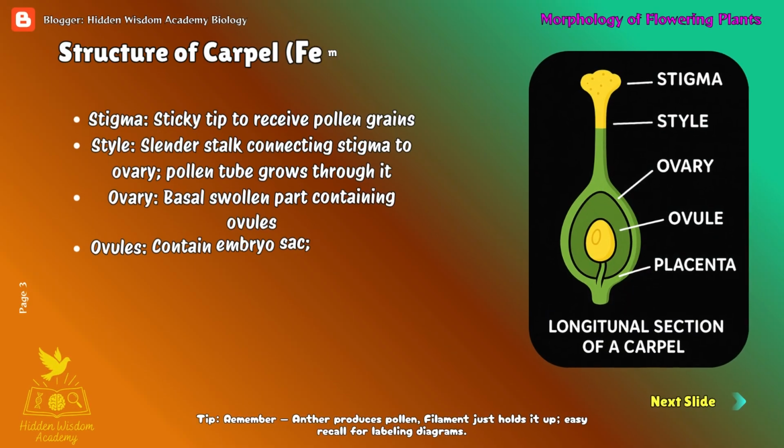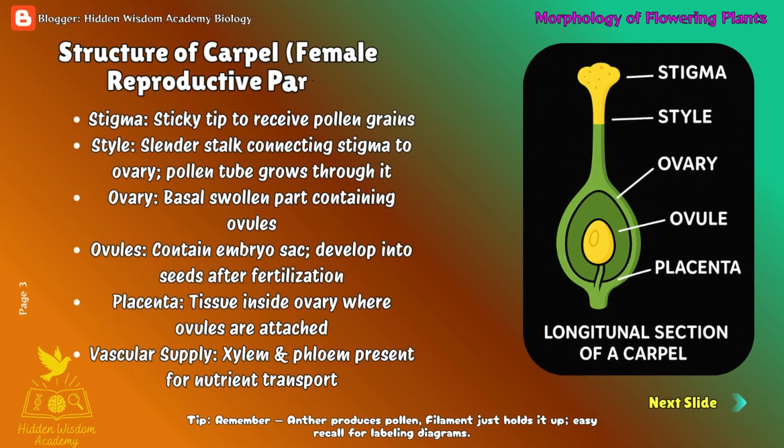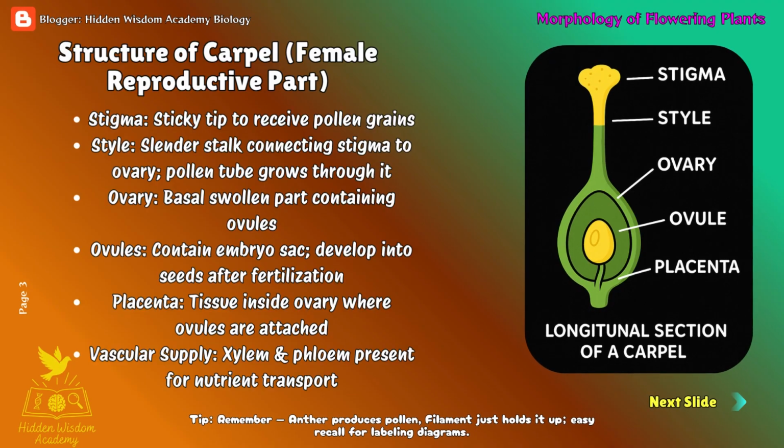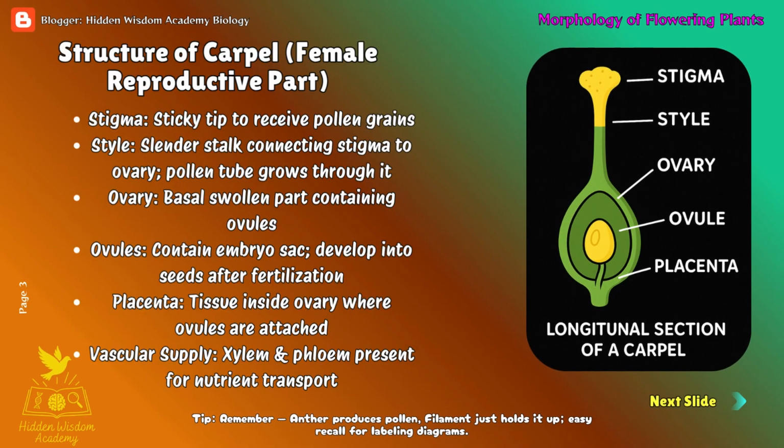Now, let's look at the carpel, also called the pistil, the female part of a flower. The stigma is the sticky tip that catches pollen during pollination. The style is a thin stalk that connects the stigma to the ovary, and the pollen tube grows through it to reach the ovules. The ovary is the swollen base that holds ovules, each containing an embryo sac.